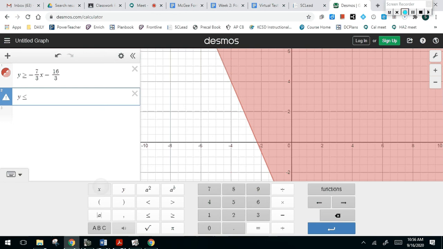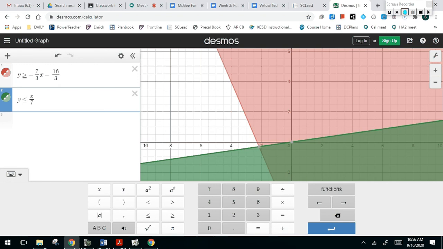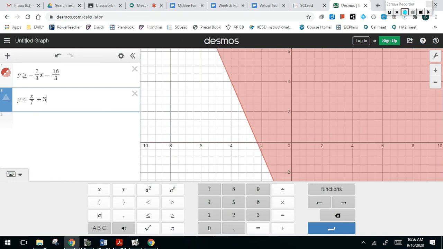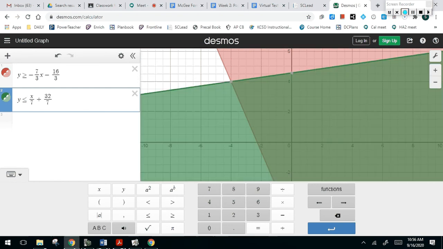X over 7 plus 32/7. And then for the last one, 15x is greater than or equal to 15x minus 40.